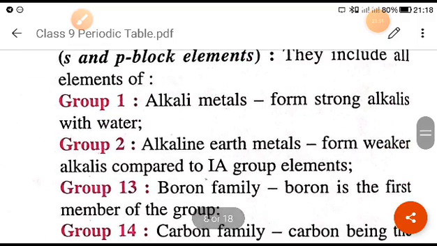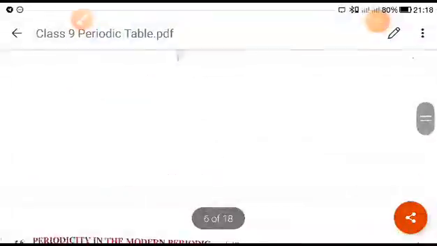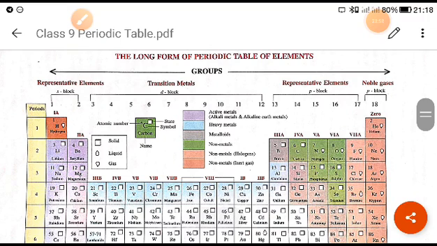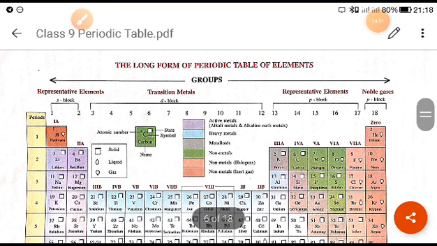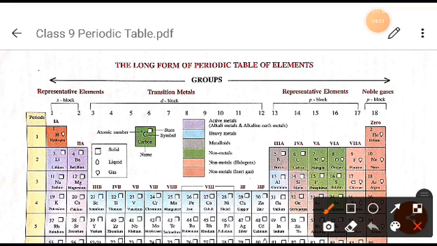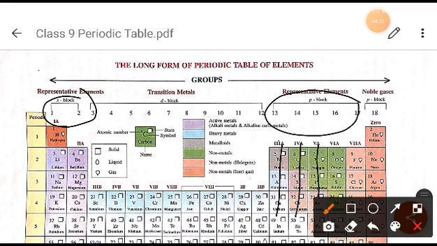Now, which one is called representative element, and which one is called transition metal? Group 1 and 2 and group 13 to 17 are called representative elements. Group 1 is called alkali metals, group 2 is called alkaline earth metals, group 13 is the boron family, group 14 is the carbon family, group 15 is the nitrogen family, group 16 is the oxygen family, and group 17 is the halogens, right?